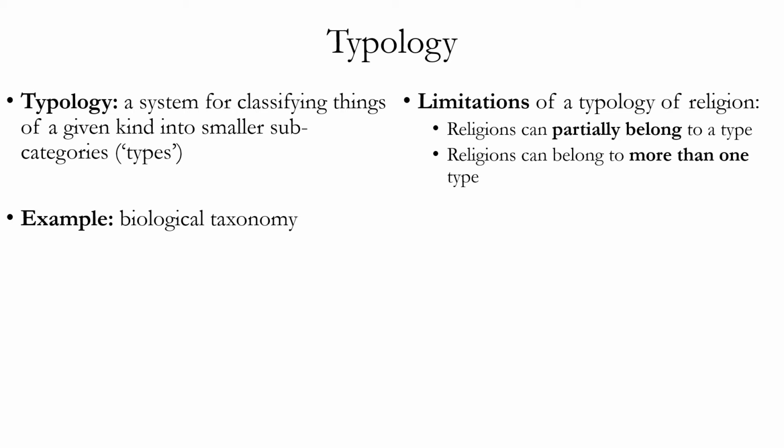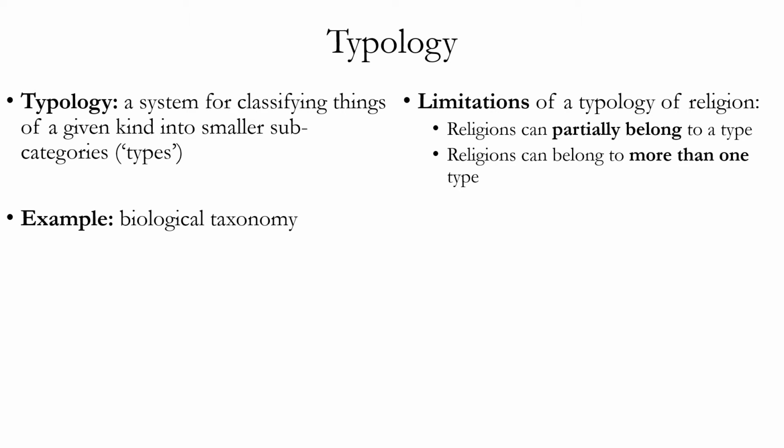So there are going to be some limitations to our typology of religion. We're going to go through 8 different types of religion, but keep in mind that religions can partially belong to one of those types. They can exhibit some features of the type and not others. For example, many religions have traces of animism, or belief in spirits, including spirits of nature.